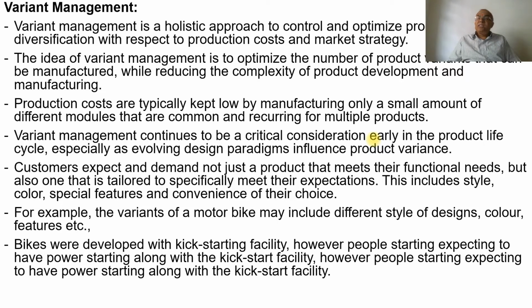This includes style, color, special features, and convenience of their choice. For example, if you are considering the variants of a motorcycle or a motorbike, they may include different styles of design. That means how they will aesthetically look, the color of the bike, and what features are available. Whether you have a self starter, a kickstarter, a center stand, or a side stand.